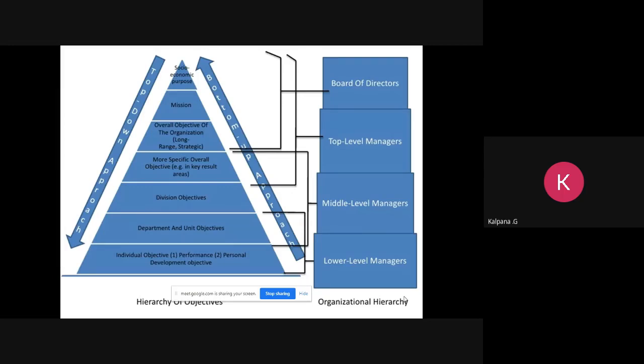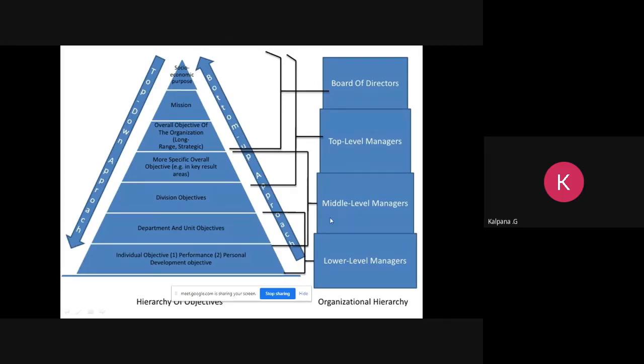Then at the fourth level, it is a more specific overall objective. Look at the word, it is more specific, but then they have the overall objective. So these are the objectives in key result areas. Already the other day I gave you a few examples for key result areas. Let me give them again now. Then we have divisional objectives, department and unit objectives, followed by the individual objectives. Here we are going to talk about the performance and personal development objective. So these are the different levels of objectives in an organization.